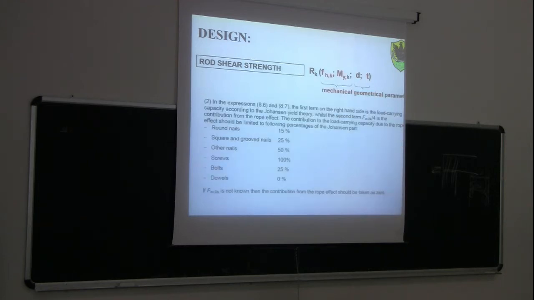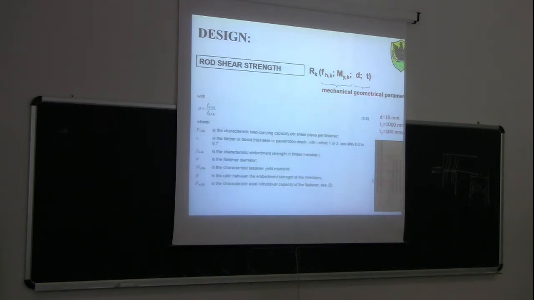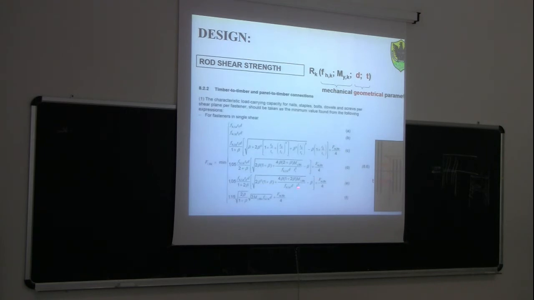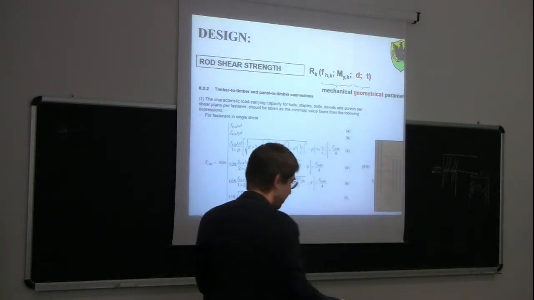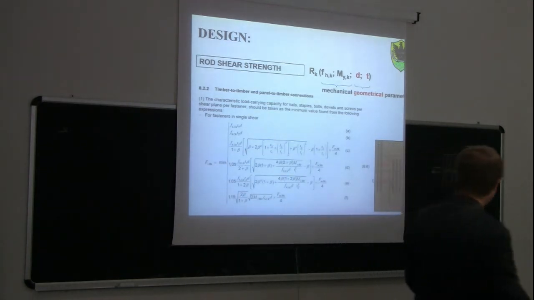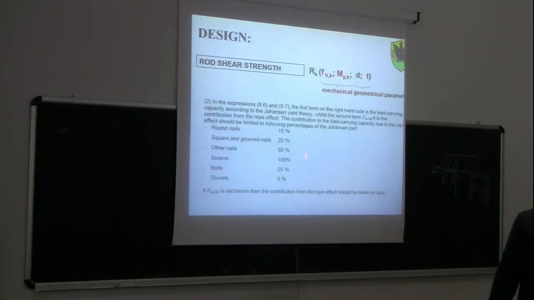We need also to take into account this thing here. As you may recall, in the Johansen equation there is also the rope effect. The rope effect takes into account the increased strength due to the additional friction. Now, for a glued-in rod, there is no indication in the regulation. As I said before, in the Eurocode 5 there is no indication at all about glued-in rods. There will be a new clause in the new version of the Eurocode 5, which will be released later on. So for the time being, we need to choose between round nails, square and grooved nails, other nails, screws, bolts, and dowels.